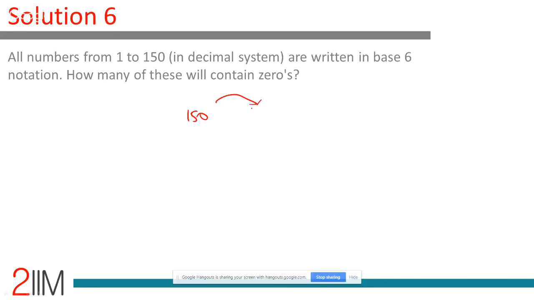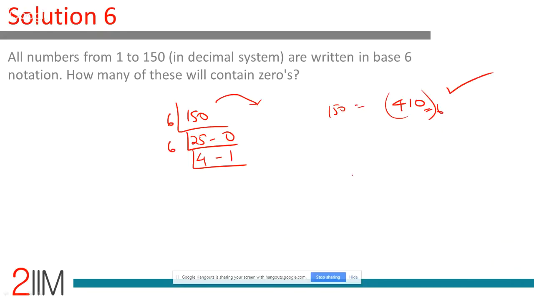150, when converted to base 6, divide this by 6, 25, end in a zero. Divide this by 6, 4, 1. 150 is 4, 1, 0. It ends in a zero. This contains a zero. Lovely. We've got this. 410 is a number that ends in a zero. We've accounted for this.